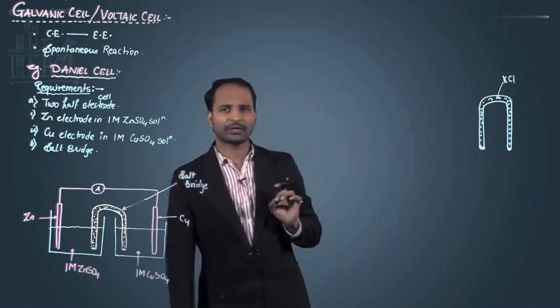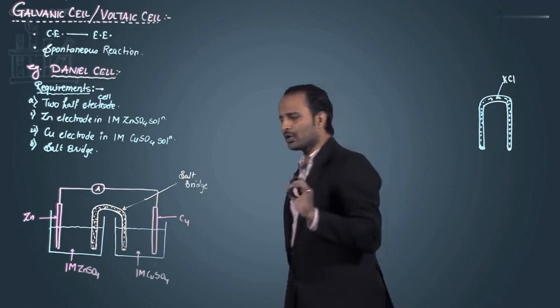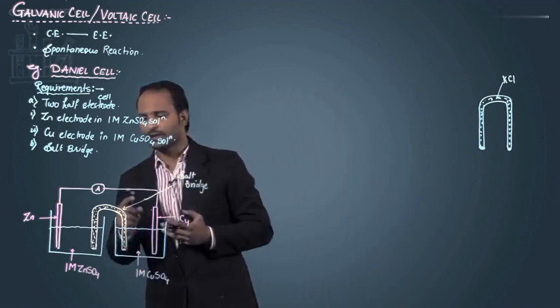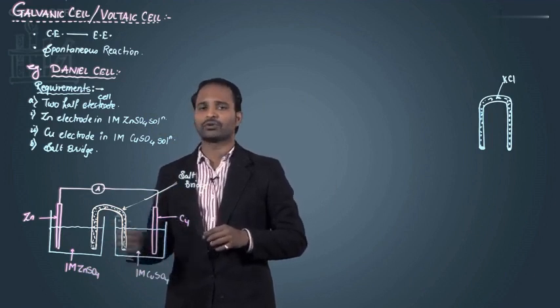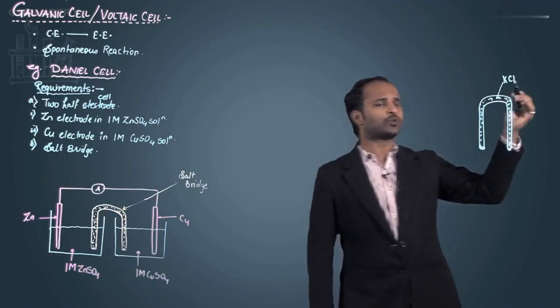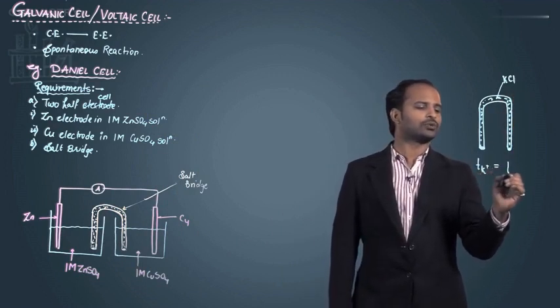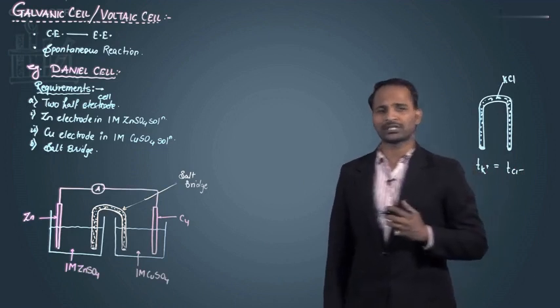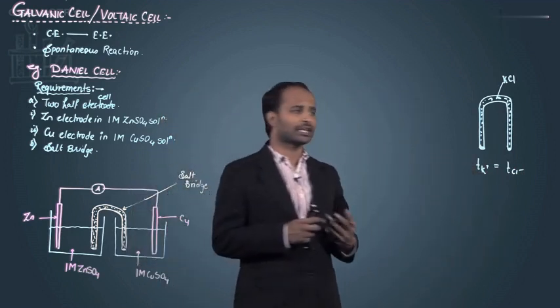the electrolyte. Requirement number one is that the electrolyte present inside the salt bridge should not take part in a chemical reaction. It should neither react with any of the electrodes nor with any of the solutions. After that, the transport number of the K+ and Cl- ions should be equal to each other. That means the mobility of the ions should be the same. Both the ions should move with the same speed.